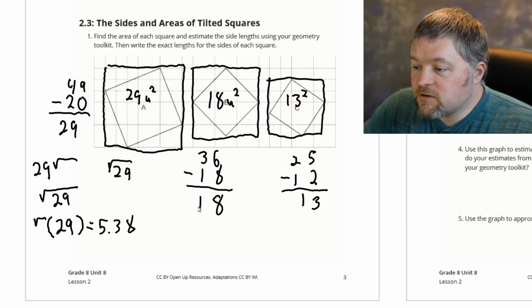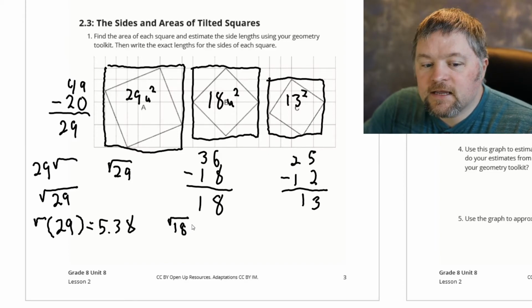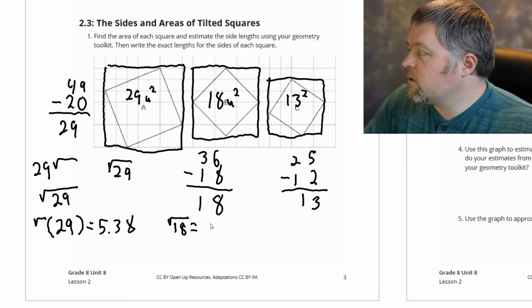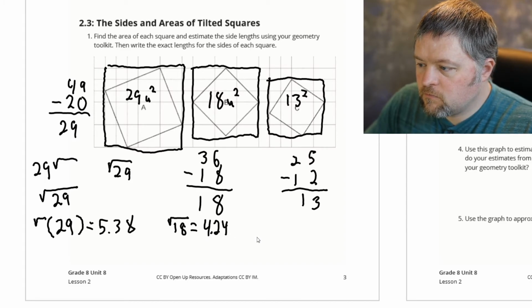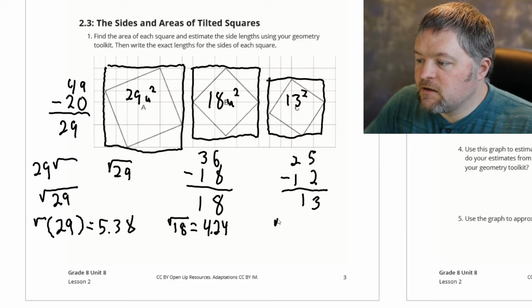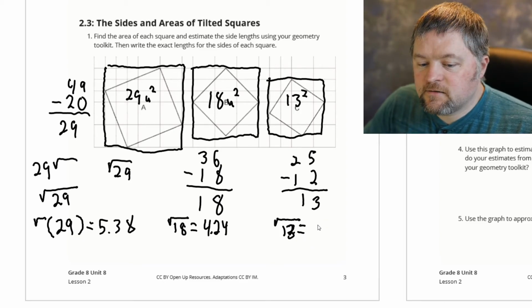Okay, our next one, the area is 18, so we want to know the square root of 18, which is 4.24. And then our last one on here, we want to know the square root of 13, which is 3.6.